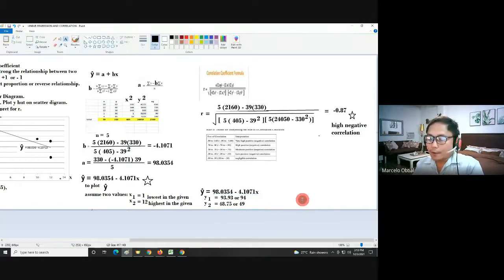Okay? We are doing this kind of rounding off because we are graphing, no? But kapag hindi naman tayo nag-graph, okay, dapat ng answer natin 93.93. Kapag hindi nag-graph, dapat answer natin 48.75. So after that, meron na tayong bagong ordered pair dito, no?